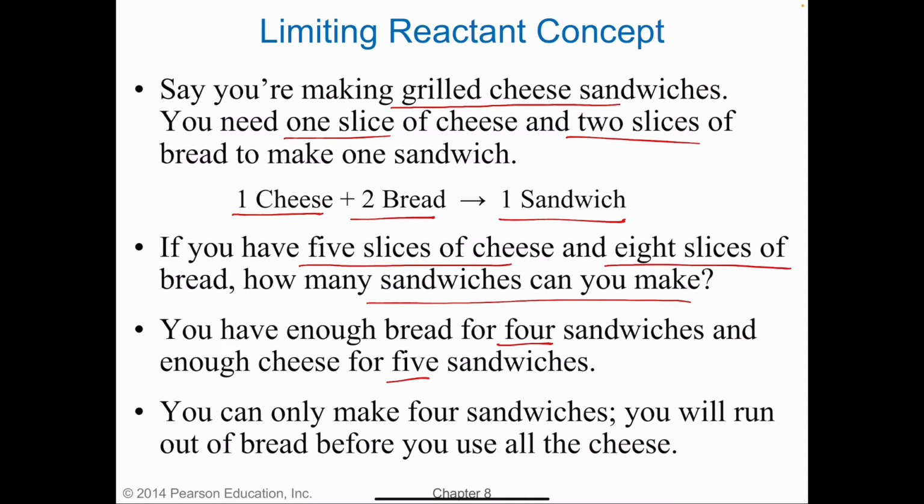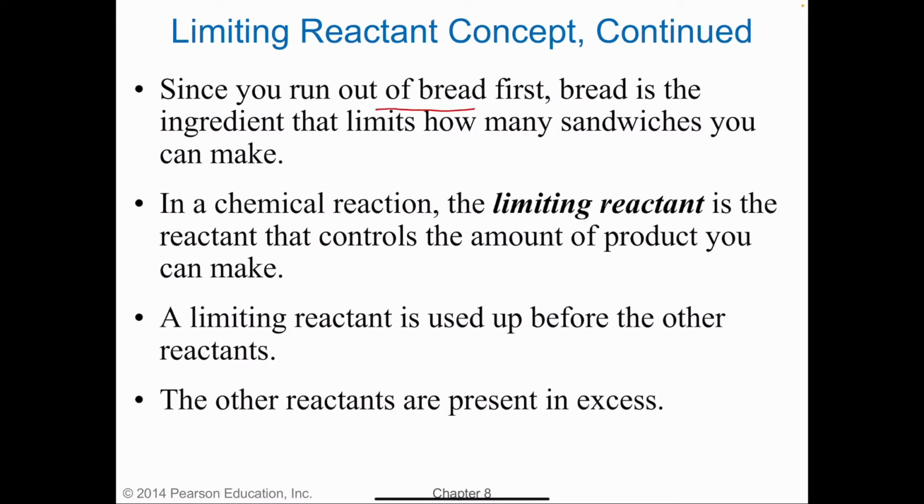Well, the bread is limiting how many sandwiches you can make, so you can only make 4 sandwiches. You're going to run out of bread first before you use all the cheese, and you'll have an extra slice of cheese. So we would say that the bread is limiting and the cheese we have extra of. Since we're going to run out of bread first, bread is what we would call the limiting reactant. The ingredient that limits how much product you can make is the limiting reactant, and any other reactants are the ones in excess.